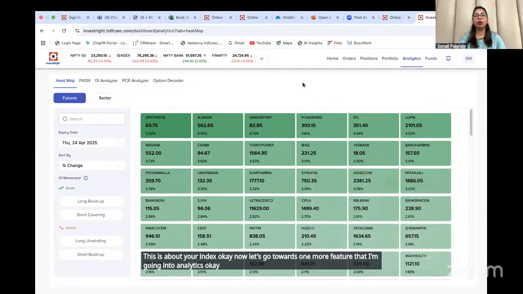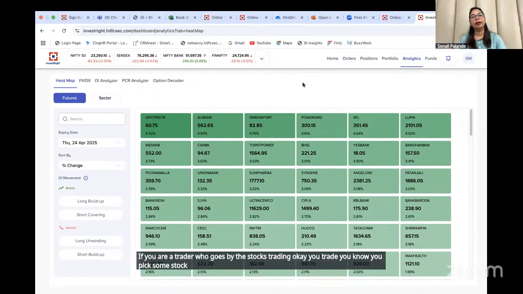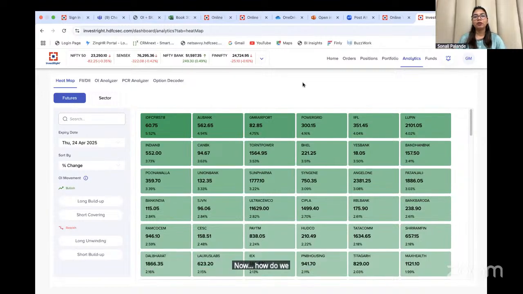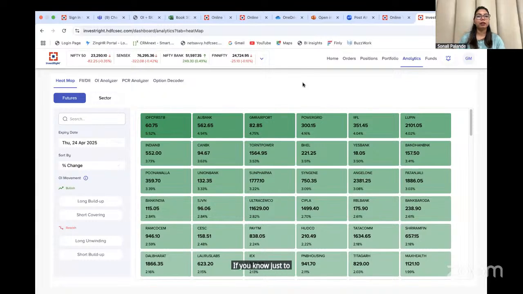Okay, so those who trade into stocks, all right, so for them this particular feature is also very very important. Now let's say that if you're a trader who goes by stock trading, you pick some stock, and you pick the futures or the option of that stock to trade further. Now how do we plan when we trade into the stocks? When we trade into index, it is easy because you just follow the index. But when you trade into the stock, you first have to understand the overall direction of the market, right? Overall, what is happening in your index, and then to have a better probability of making profit, we try to go by the direction of the overall market.